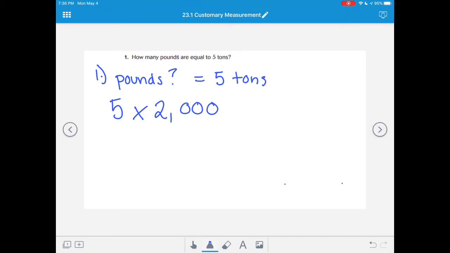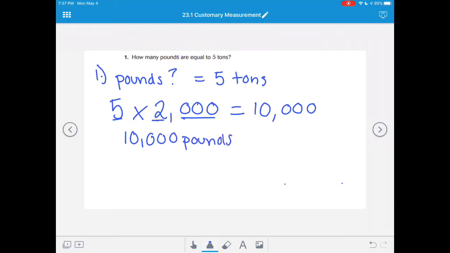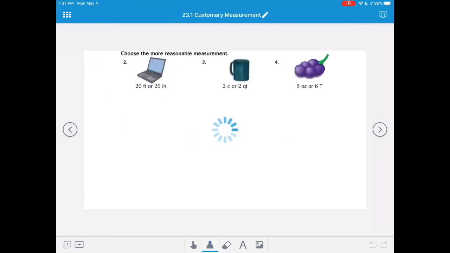Now you could do this in your head or you could do it out on paper. I know how to do this in my head, so I'm going to multiply my basic fact, which is 5 times 2, which is 10. And then I see that I have 3 zeros left over, so I'm going to add 3 zeros to make sure my place value is correct. So 10,000 pounds equals 5 tons. So I'm going to write that down. 10,000 pounds. That is a lot. Equals 5 tons. That's my final answer.